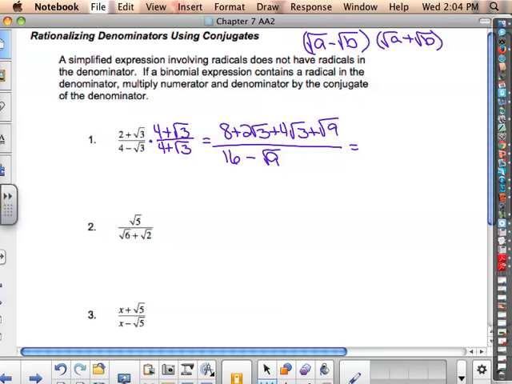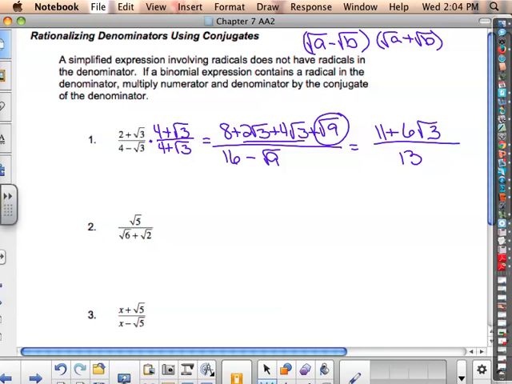So in the numerator, that square root of 9 becomes a 3. 8 plus 3 is 11. I can combine the like terms in the middle, giving me 6 square root of 3. And in the denominator, I have 16 minus 3, which is 13.